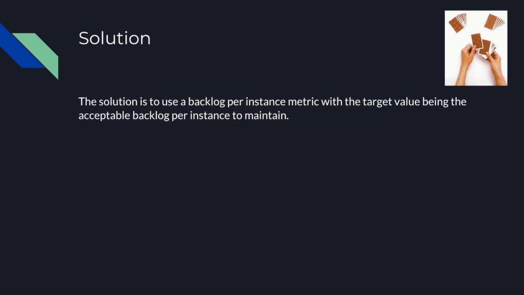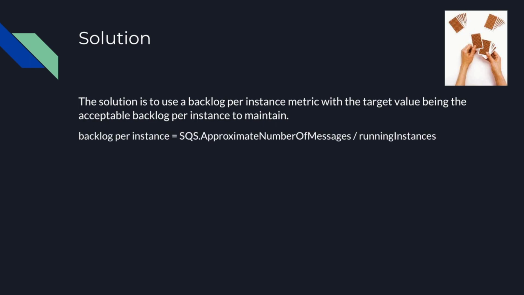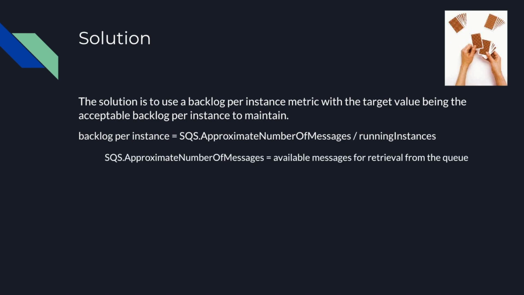The solution is to use a backlog per instance metric, with the target value being the acceptable backlog per instance to maintain. I'll explain. Backlog per instance equals the SQS approximate number of messages divided by the number of running instances. Approximate number of messages is the available messages for retrieval from the queue. Running instances is the number of instances in the in-service state in an auto-scaling group.